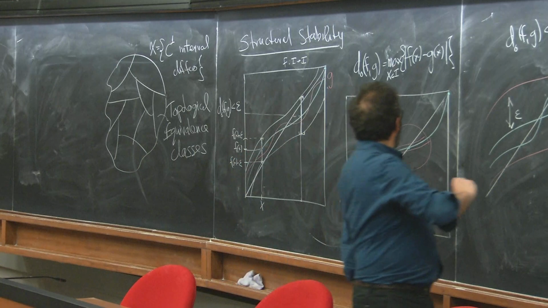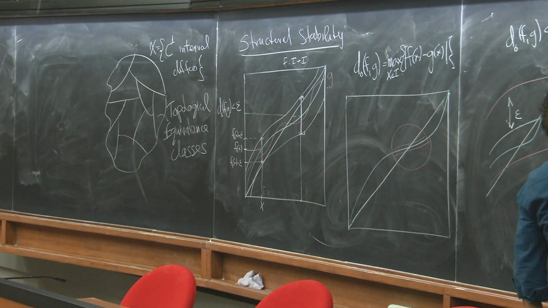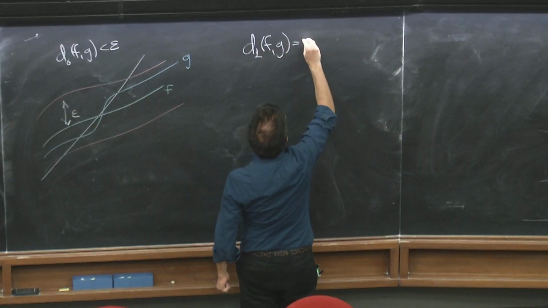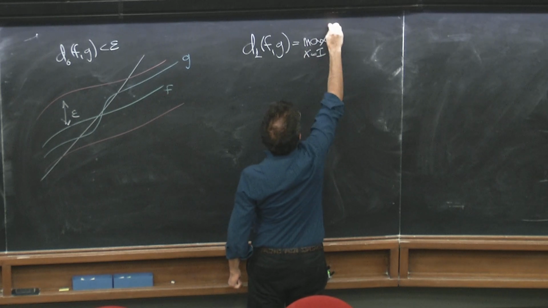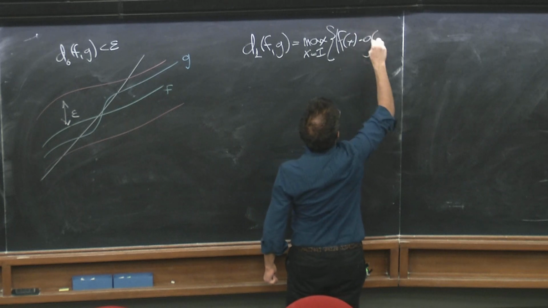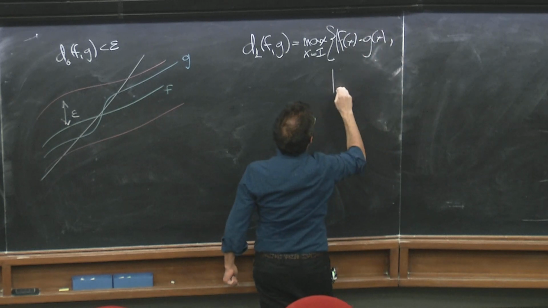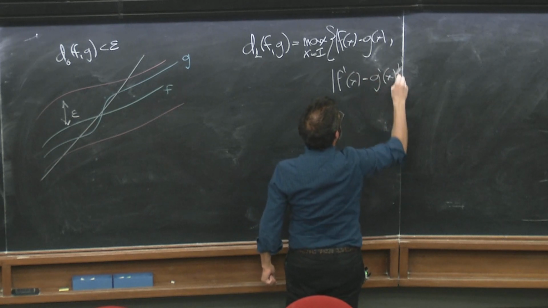Whereas on the other hand, if we define the C1 metric, so the C1 metric between F and G is equal to the maximum over all x in I of |f(x) - g(x)| plus |f'(x) - g'(x)|.